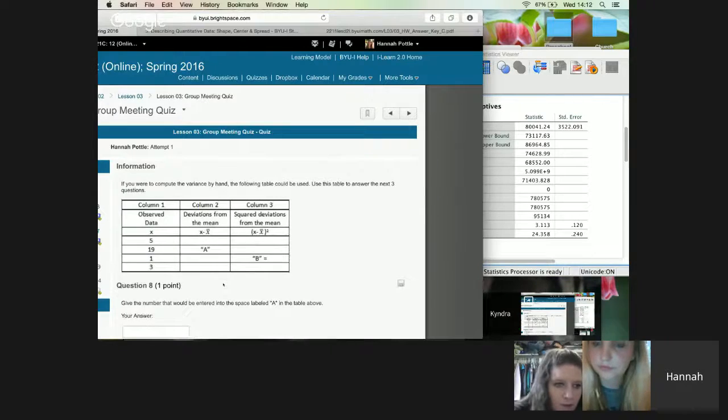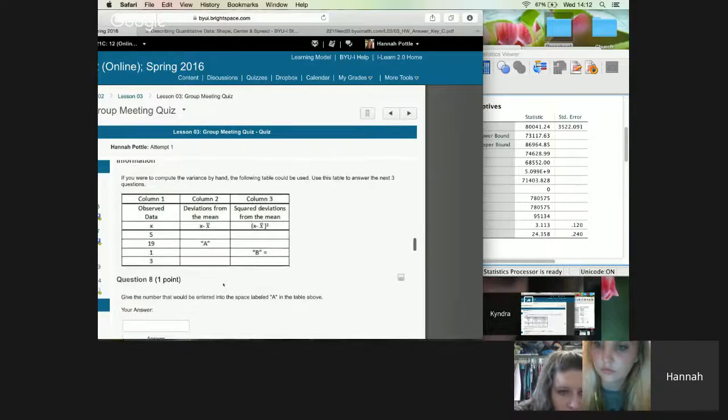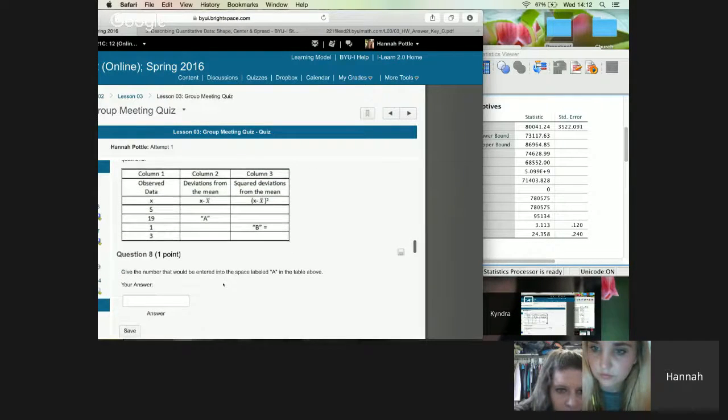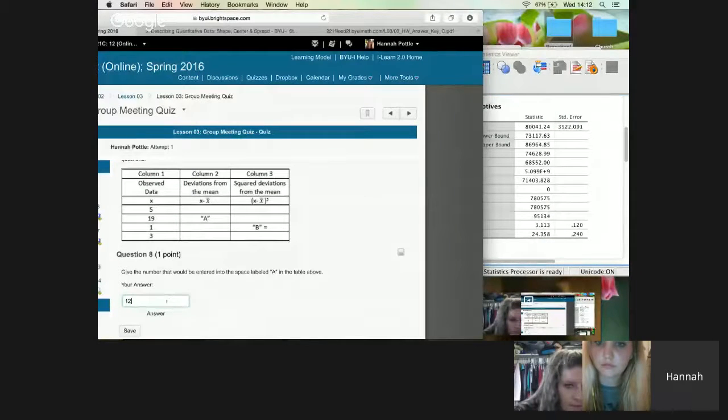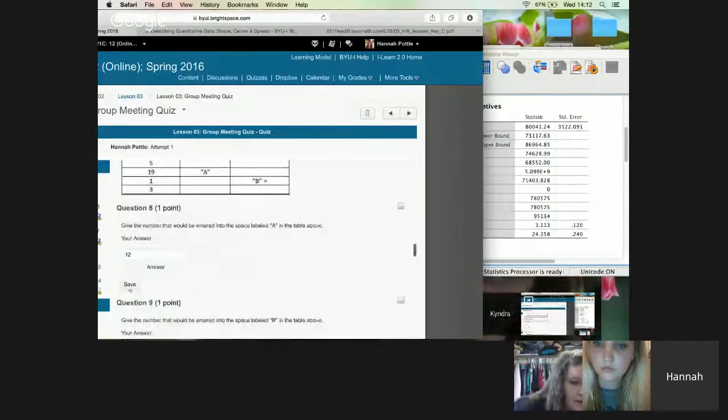Okay. If you were to compute the variance by hand, the following table could be used. Use this table to answer the next 3 questions. Give the number that would be entered into the space labeled A in the table above. Okay, so the mean was 7. So we do 19 take away 7. Would it be 12 or negative 12? It would be 12. Okay. Yeah, I got 12.